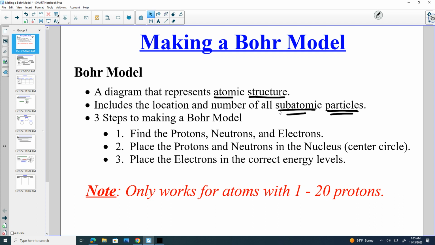3 steps to make a Bohr model. Number one, the first thing you need to do is actually figure out how many protons, neutrons, and electrons there are. Then you build the Bohr model from the middle out. So you start with the nucleus, you place the protons and the neutrons in the nucleus, and then you build out the electrons into the appropriate energy levels. And that's what I'm going to go through now.